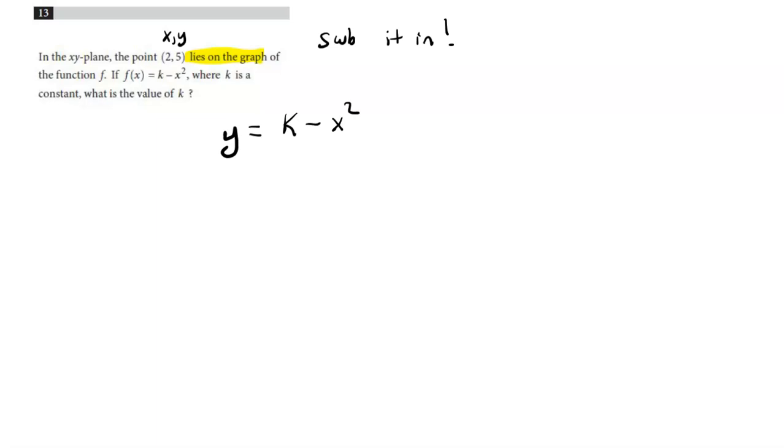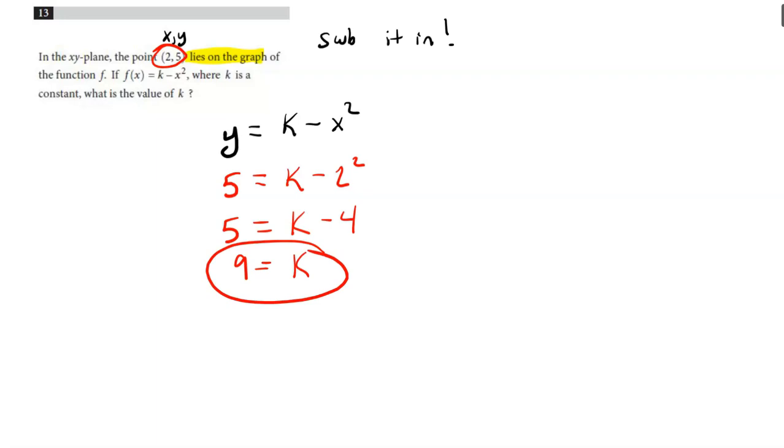Well, to solve for k, what I need to do is plug in this xy they give me. So plugging in the 5 for y, and then plugging in the 2 for x, I get 5 equals k minus 4. And then adding 4 to both sides is going to tell me that k equals 9. So the correct answer is 9.